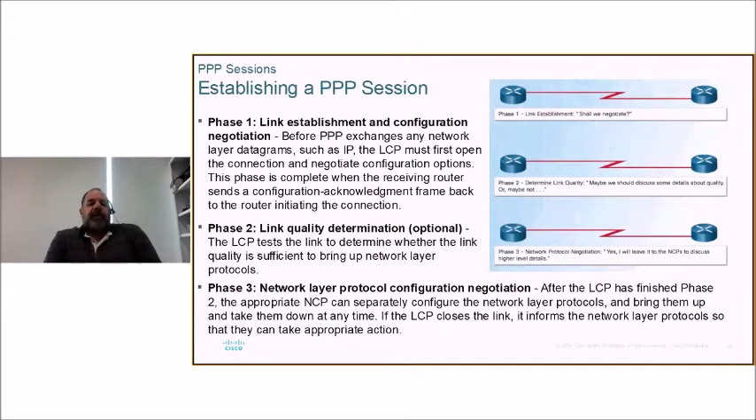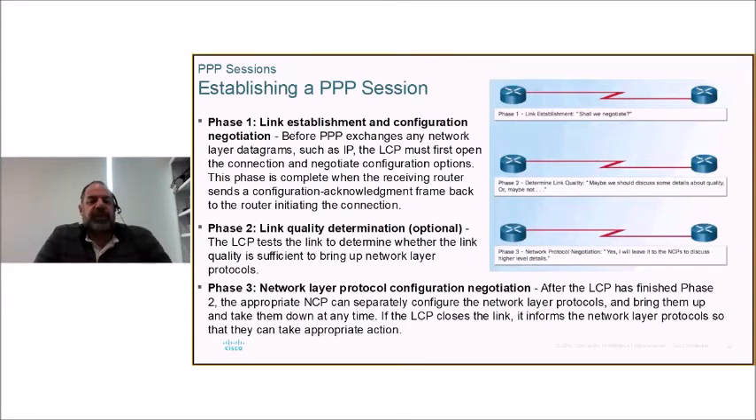Okay, so how does a PPP session get established? Phase 1 is link establishment and configuration negotiation. Before it exchanges any network layer datagrams, such as IP, the LCP must first open the connection and negotiate configuration options. This phase is complete when the receiving router sends a configuration acknowledgement frame back to the router initiating the connection. And then phase 2, there is a link quality determination, which is optional.